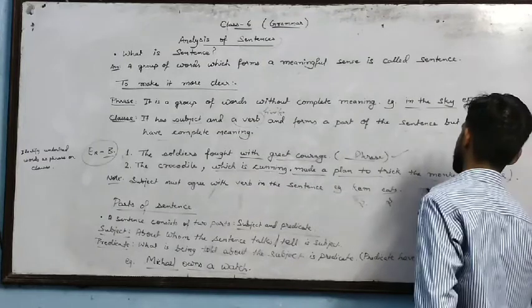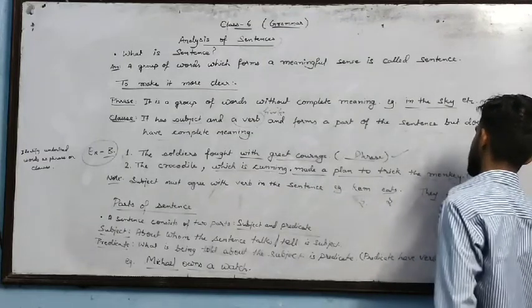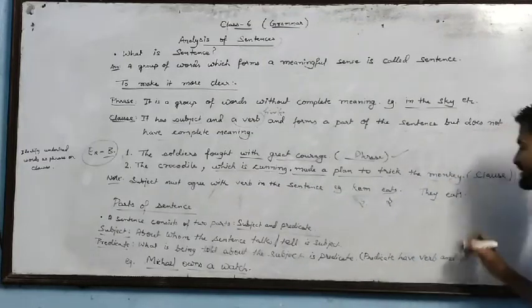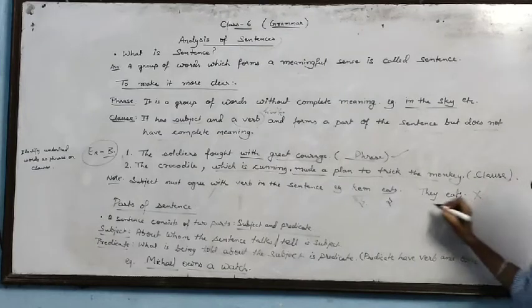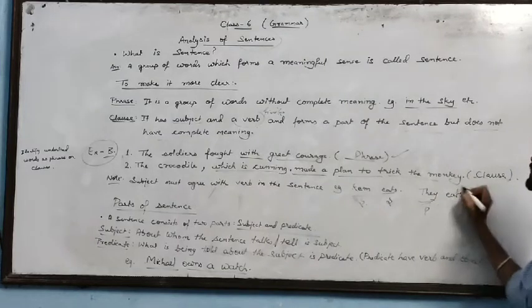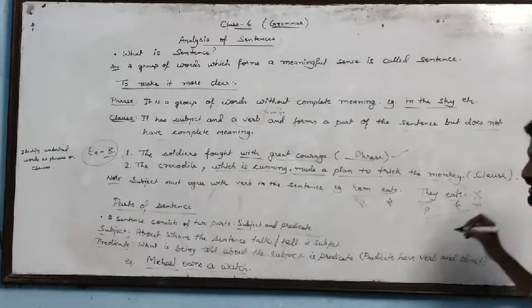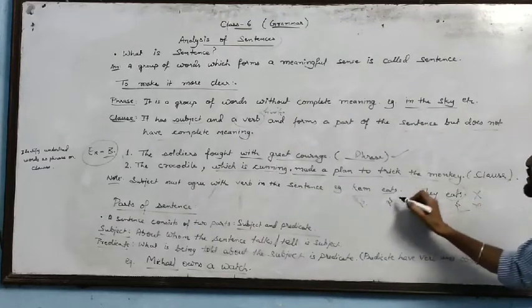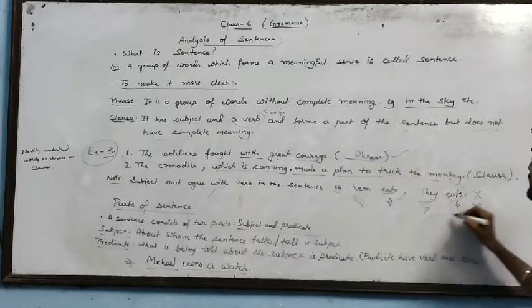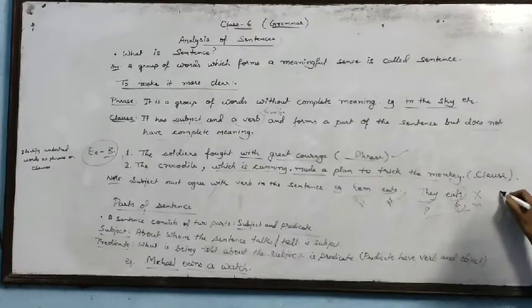If we say they eats, is it right? No, it is not right. They plural, eats singular. So it is wrong. Singular subject, singular verb; plural subject, plural verb. So it will be they eat, not eats.